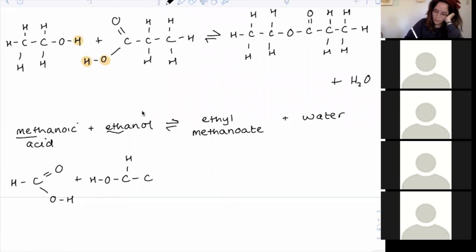Complete the molecule. Reversible arrow. Work out what atoms are going to hop off to produce our water molecule. Redraw.